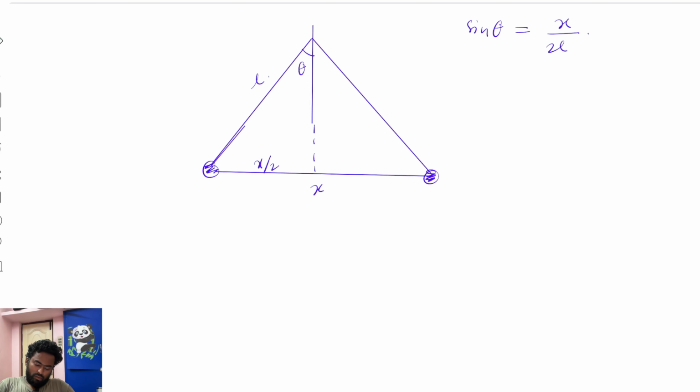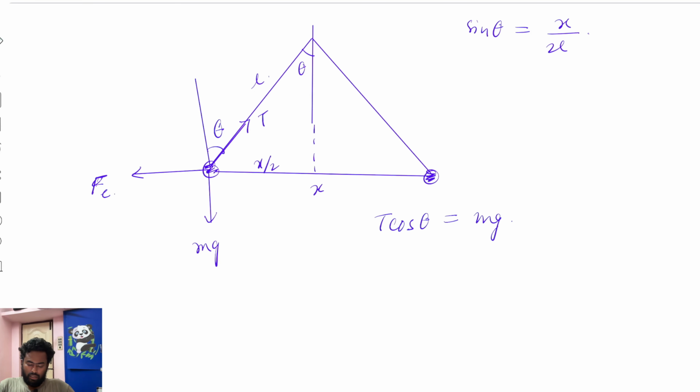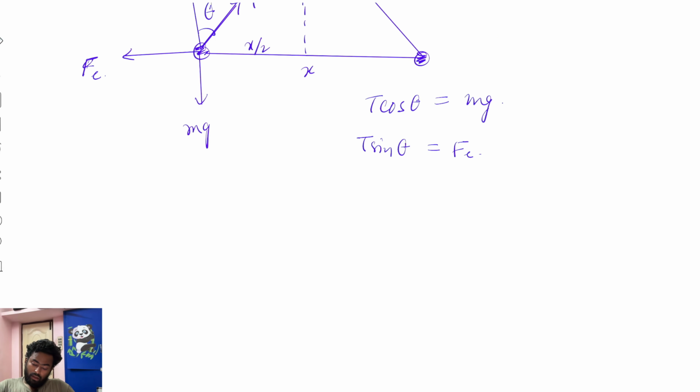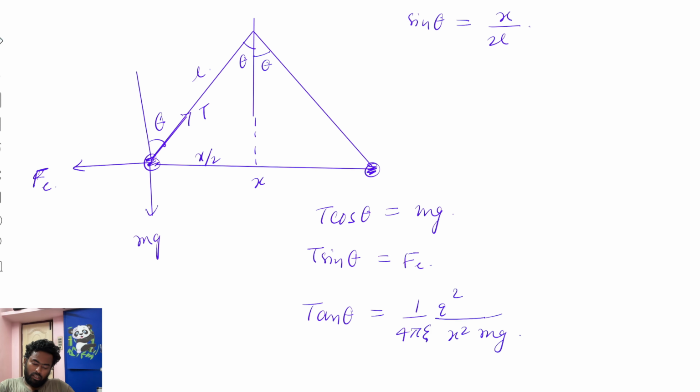Now in this one, tension T, downward force will be mg, and left side force will be electrostatic. The tension makes angle theta with the vertical line. So T cos theta is balanced by the downward force mg, and T sin theta is balanced by the electrostatic force. So tan theta will be electrostatic by mg. Electrostatic force is 1 upon 4 pi epsilon naught q square by x square, divided by mg. Now see, they have mentioned one thing, that the angle theta is small.